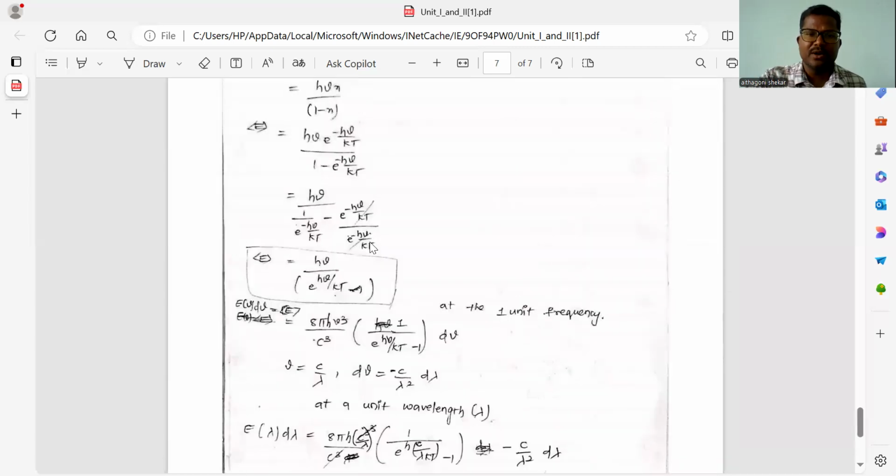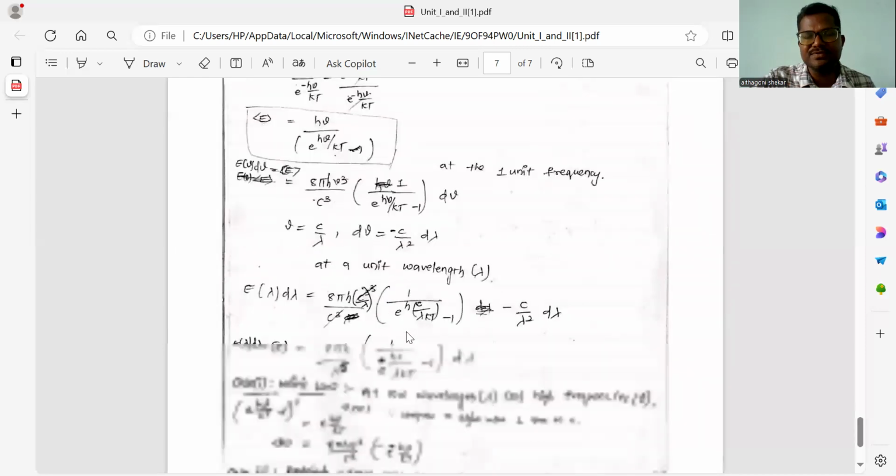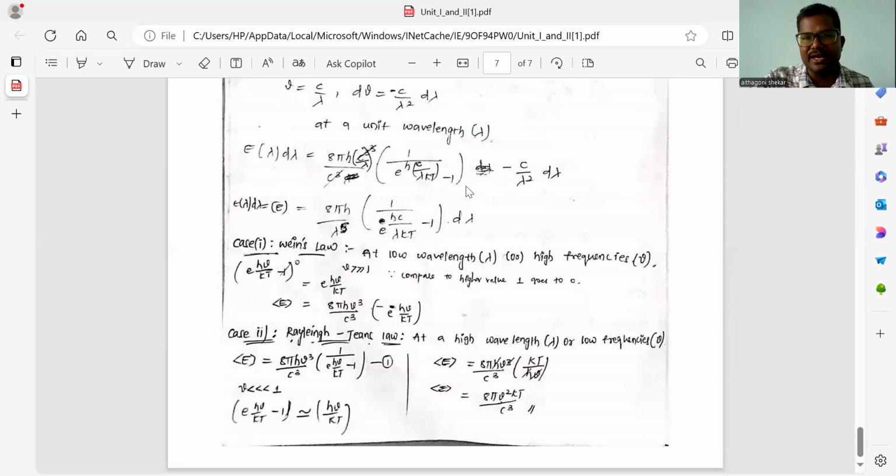So the final mathematical expression is the average energy equal to 8 pi h mu cubed by c cubed into 1 by e raised to h mu by kt minus 1. This is Planck's radiation law. So, black body radiation law and Planck's radiation law.